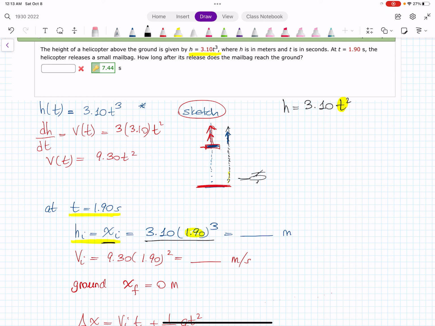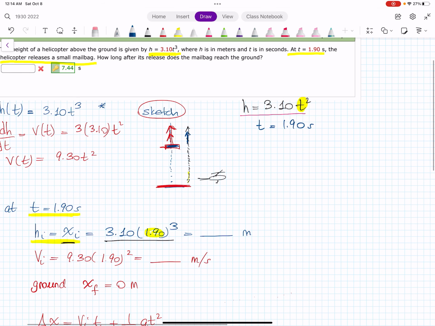Very good. Now, in addition to giving the height, you're also given the time. At t equals 1.9 seconds, the helicopter releases a small mailbag. So at t equal to 1.9 seconds, the helicopter releases a small bag. So far so good? Okay, so how can you combine these two pieces of information?